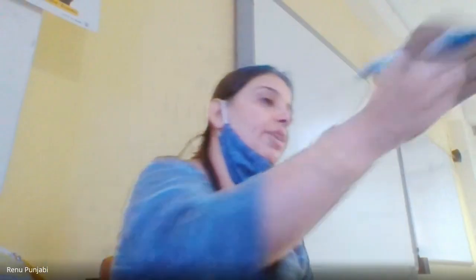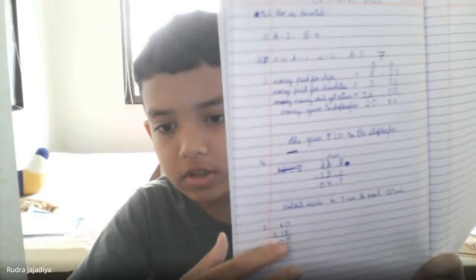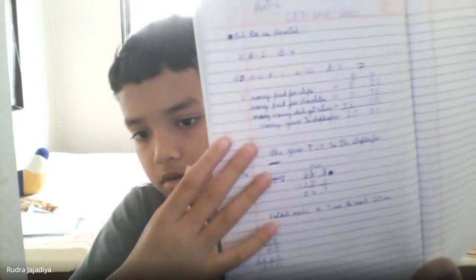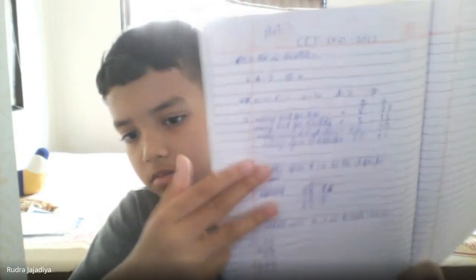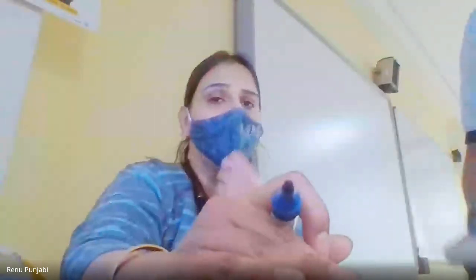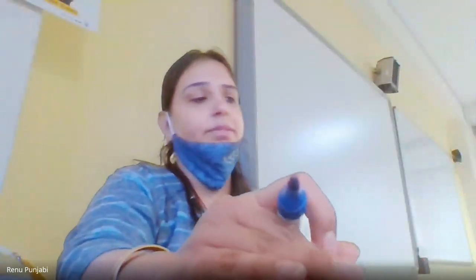Can I draw a line? And this is not rough work. Rough work you can do here. Draw a line this side. Ma'am, this is for first. Ma'am, I had done three sums. Okay. Ma'am, I have done two sums. Okay, yes.